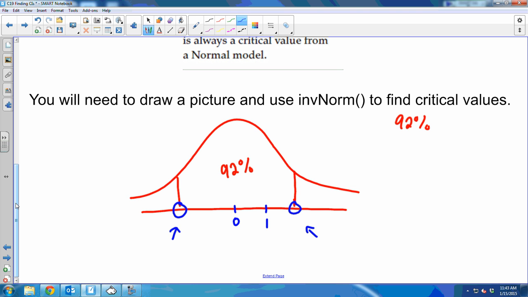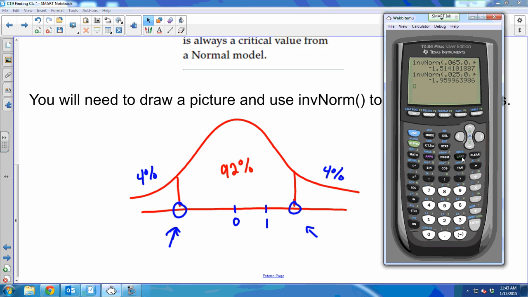We want the middle 92%, so what percent is left over? And there's 2 halves, so what percent is on each half? So there's 4% available over here and 4% available over here. So if I'm looking for this particular Z value, then I use inverse norm, and the area is just 0.04, right? We did that back in chapter 6. We've done inverse norm a few times lately in other chapters as well.